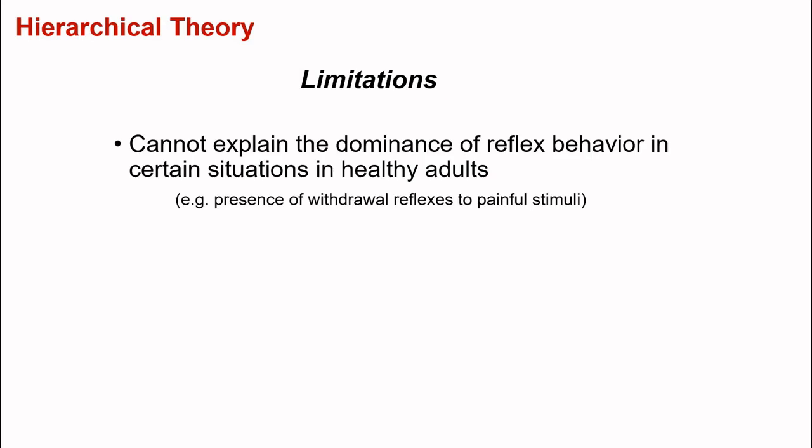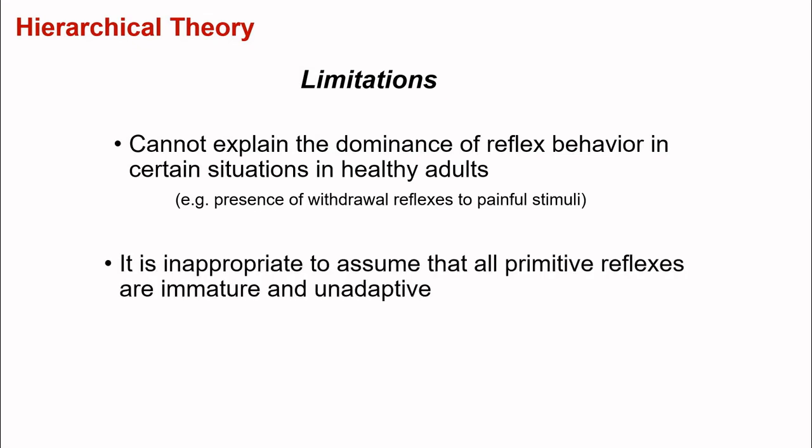So what are the limitations of the hierarchical theory? The hierarchical theory cannot explain the dominance of reflexive behavior in certain situations. For example, the presence of a withdrawal reflex in response to a painful stimulus. Another limitation is that it's inappropriate to assume that all primitive reflexes are immature and unadaptive.